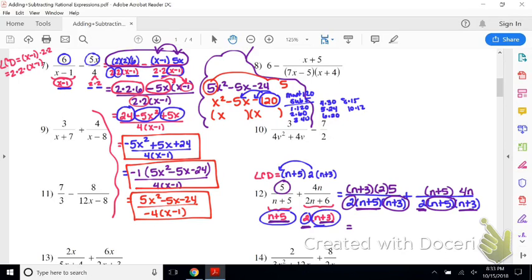Alright, so when we go to combine these now, I'm going to combine my numerators over the common denominator. This 2 and 5 are both by themselves, so I'm going to put them in front. So I have 2 times 5 times n plus 3, plus, and here this 4n is by itself, so I'm just going to put it at the front too. So 4n times n plus 5 all over the least common denominator.